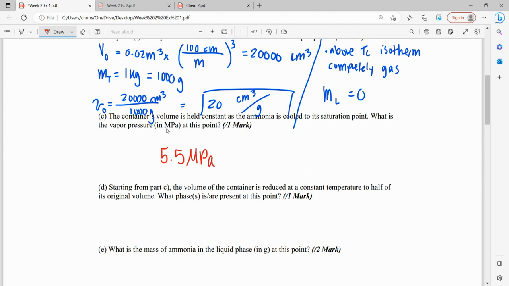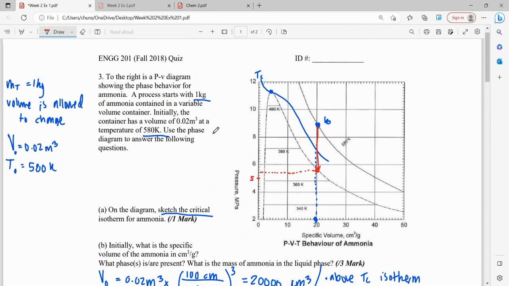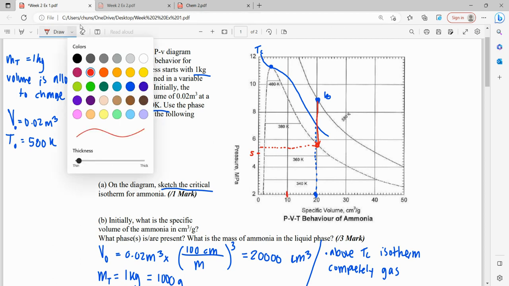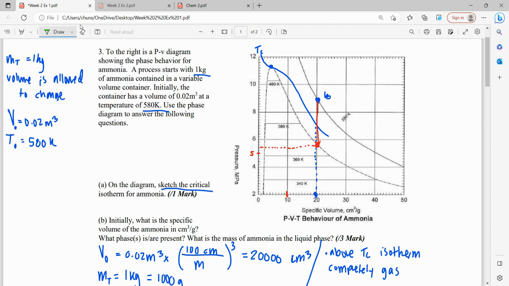So for part D, starting from part C, the volume of the container is reduced at a constant temperature to half of its original volume. So what phases are present? Okay, so volume is reduced, temperature is constant. So along this isotherm, along the dotted line, we are going to have constant temperature. So we want to move along that until our container volume is halved, which would bring us to 10, because half of 20 is 10. So let's read until we get to 10.